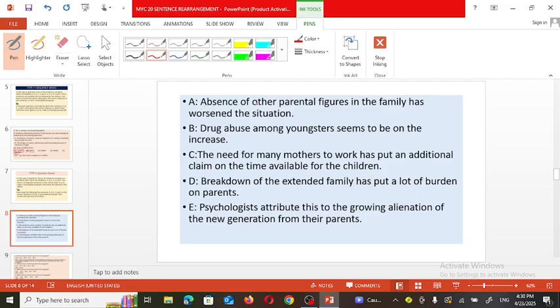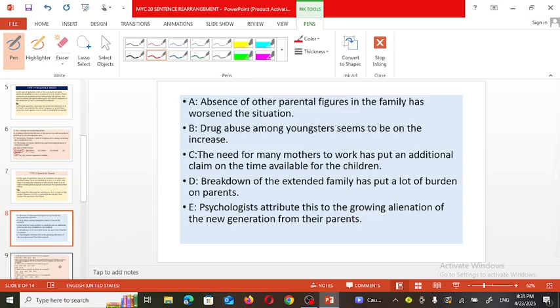First option: absence of other parental figures in the family has worsened the situation. Drug abuse among youngsters seems to be on the increase. The need for many mothers to work has put an additional claim on the time available for the children. Breakdown of the extended family has put a lot of burden on the parents. Psychologists attribute this to the growing alienation of new generation from their parents.